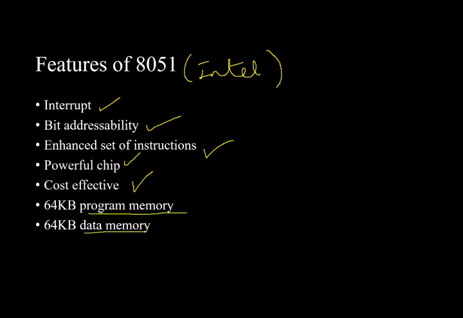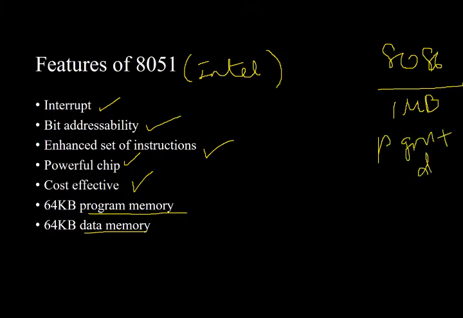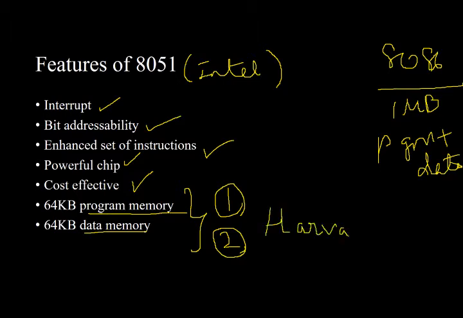And it has two different types of memory. One is program memory, the other is data memory. So far, what we have learned about 8086 is that we have been talking only about 1 MB of memory space, which is a combination of program memory and data memory. But in 8051 you have two different types of memory. The first memory type is program memory, and the second is data memory. This type of difference in access to program and data memory is called Harvard architecture.